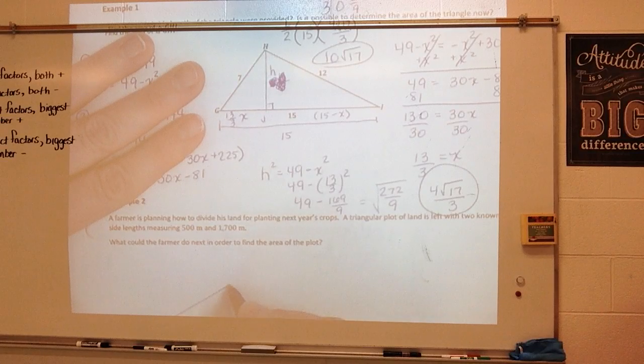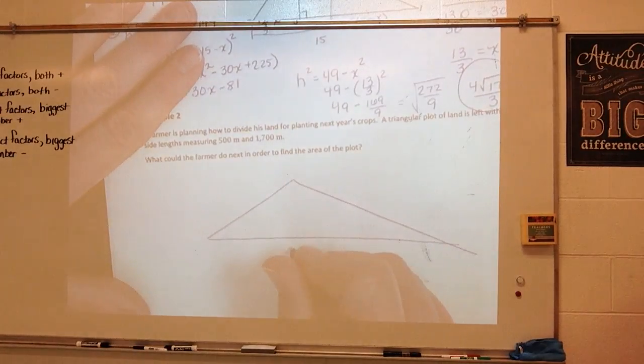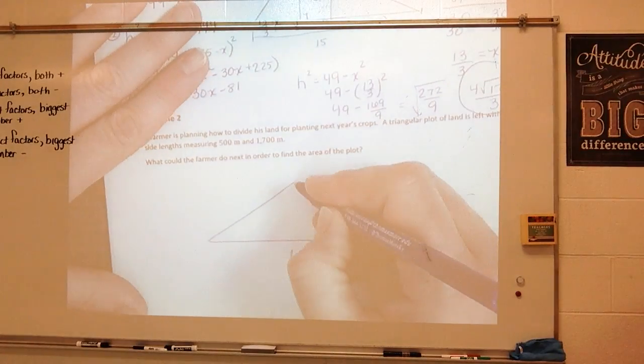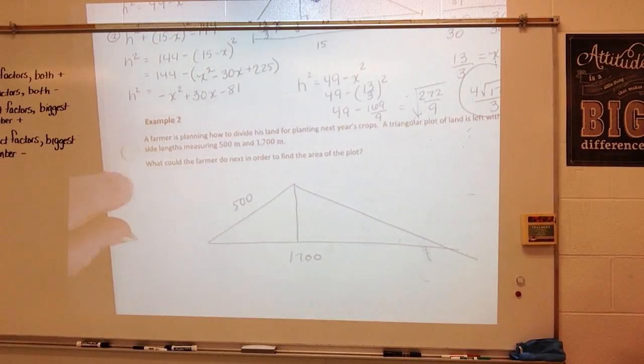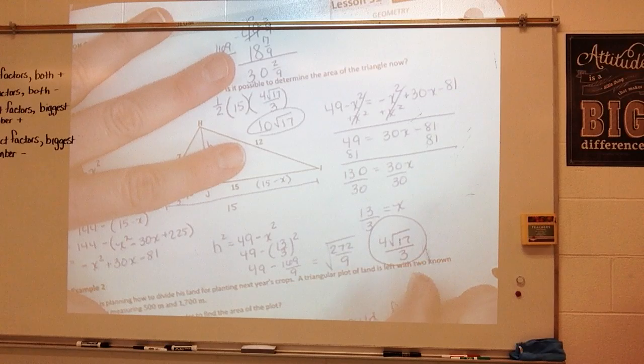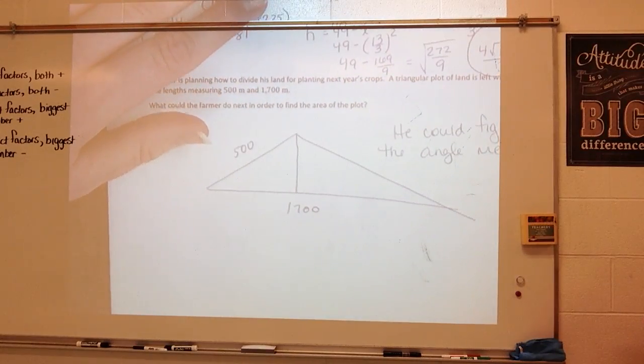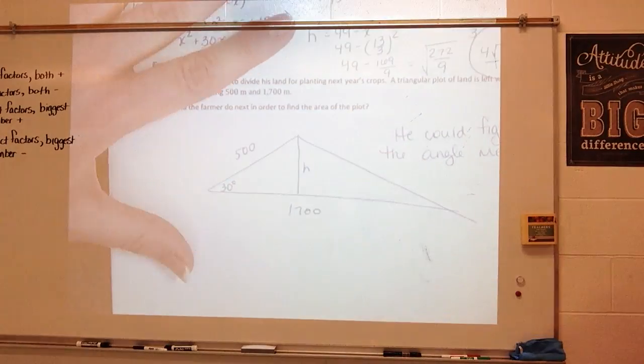So let's draw this out. Alright, so he has this 1700 here. One side, the left, with two known side lengths of 500 and 1700. So, what could he do? Now, we weren't given an angle, but he could figure out the angle. So, let's say that the angle is 30. What can I do?